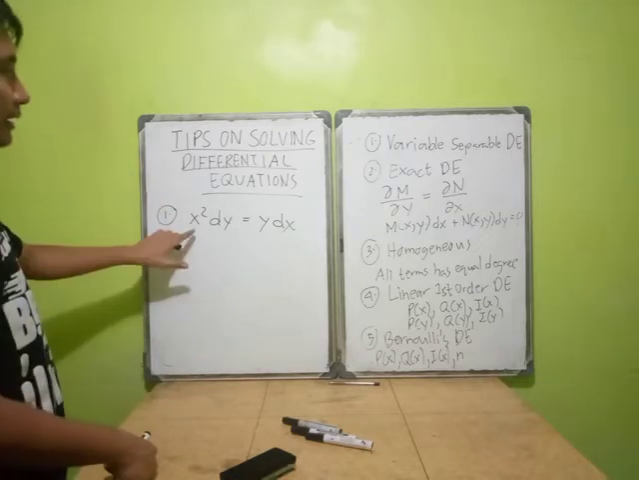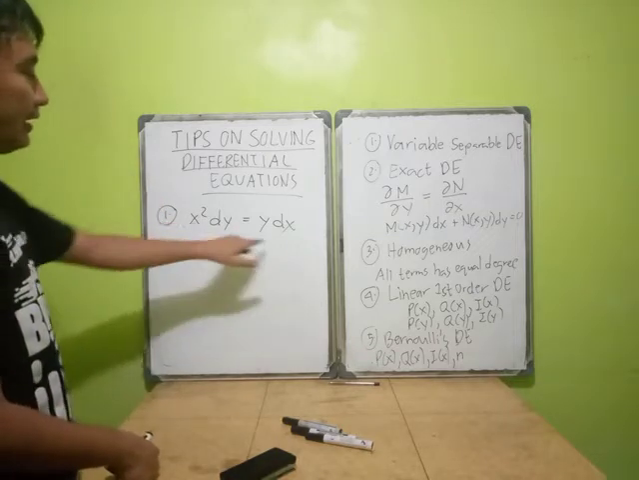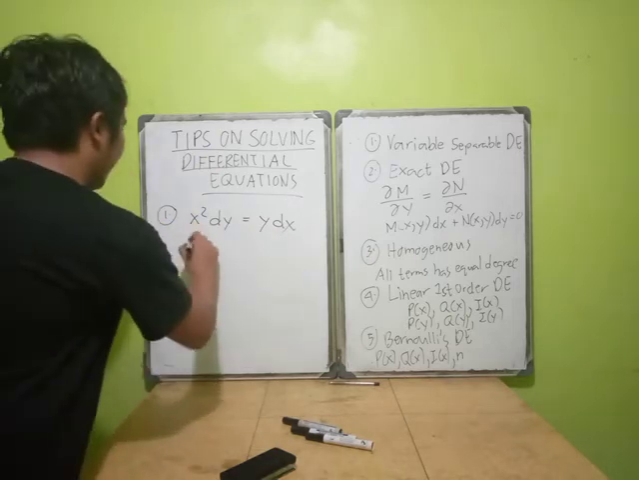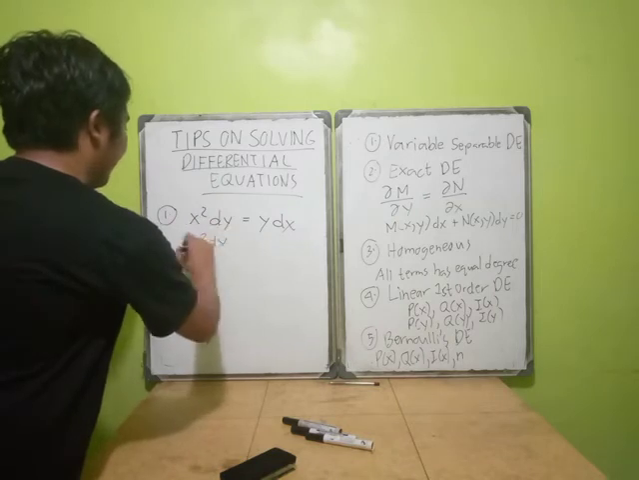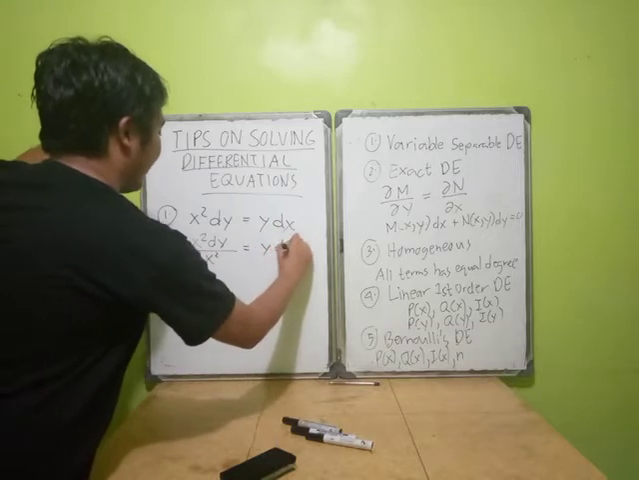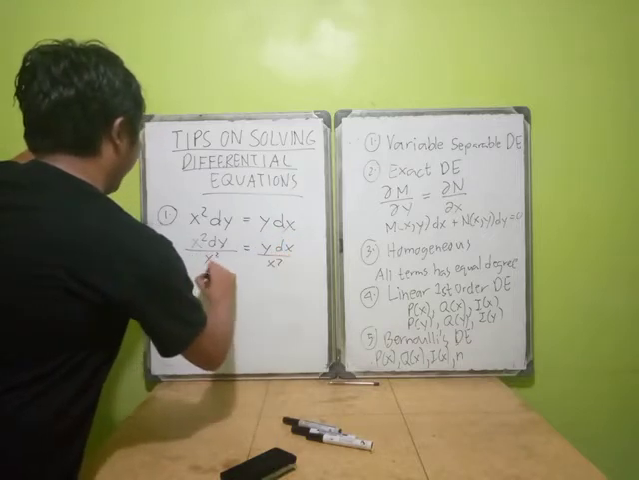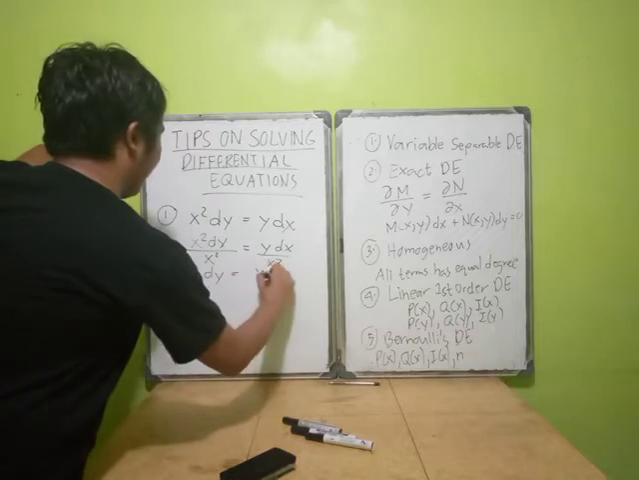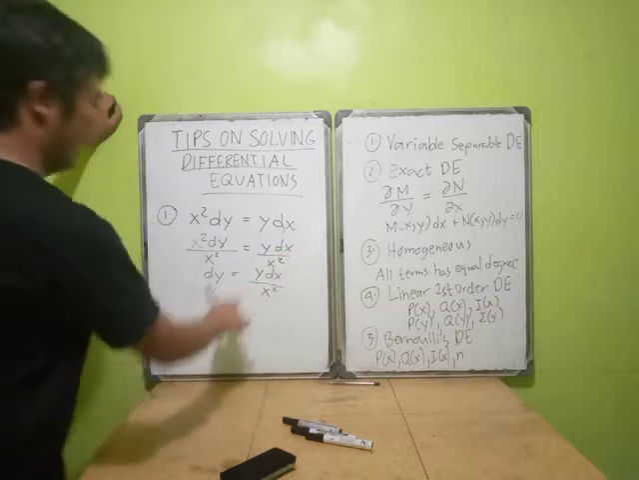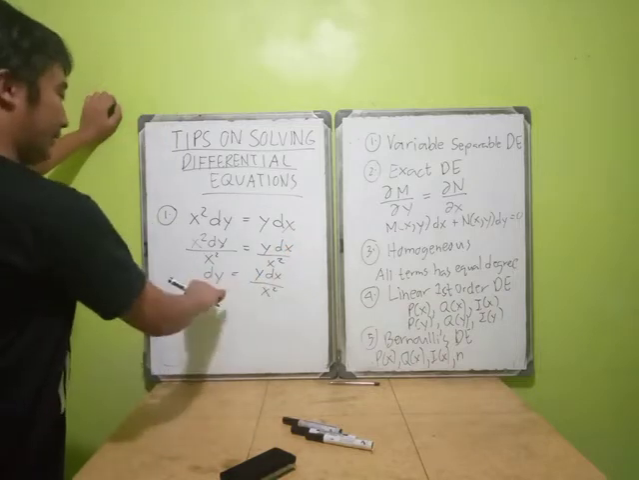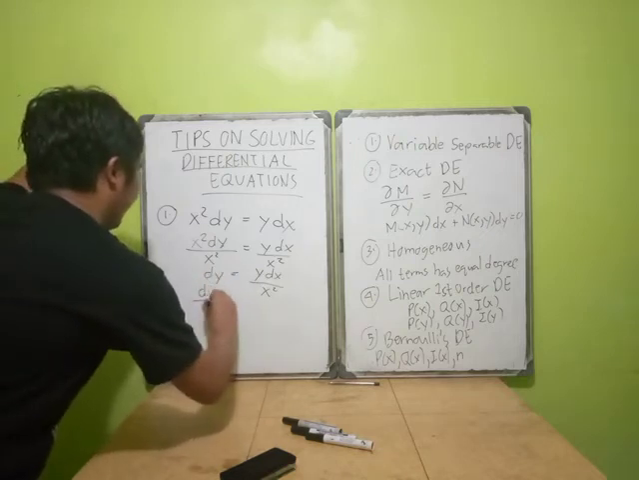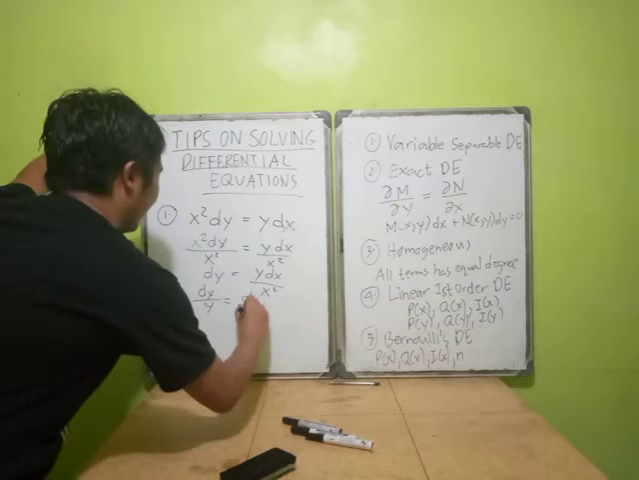Okay, kailangan makuha yung... Sa tingin ko, pwede nating ilipat dito si x squared at ilipat natin si y dito. So what would I do is, i-divide ko siya kay x squared. So magiging dy dito at magiging y dx over x squared dito sa kabila. Ano pa? Pwede ko rin i-divide itong magkabila by y para mawala yung y dito. So magiging dy over y dito at magiging dx over x squared dito.